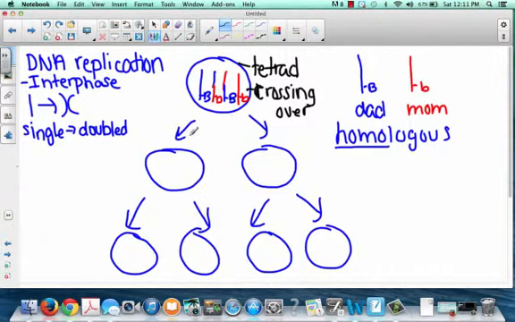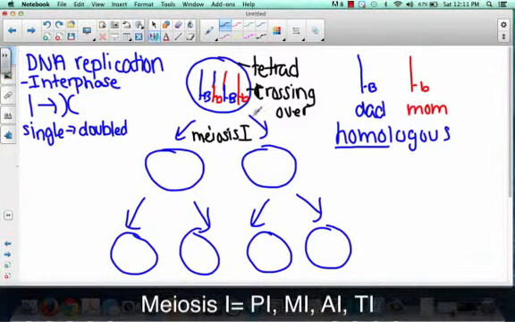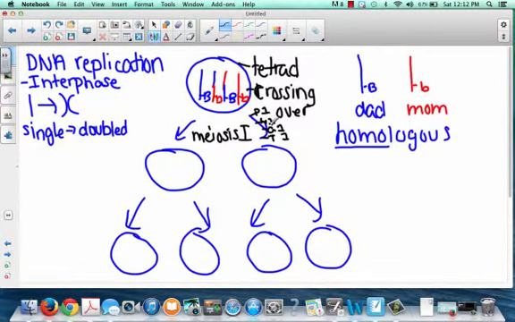Okay, remember the first division is called meiosis 1. And if you remember from the animation in class that we watched, it has a prophase 1. So I'm just going to put P1 here. It's going to go through metaphase 1. It's going to go through anaphase 1. And it's going to go through telophase 1. I know it's sloppy, but it has all the phases. And it's going to split.